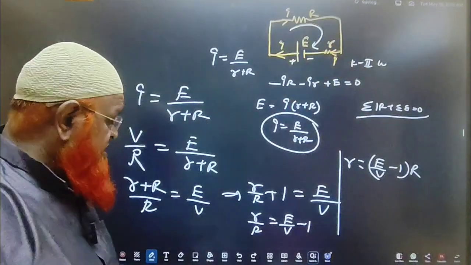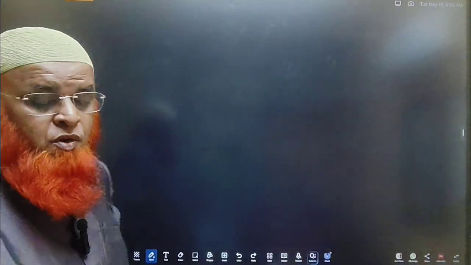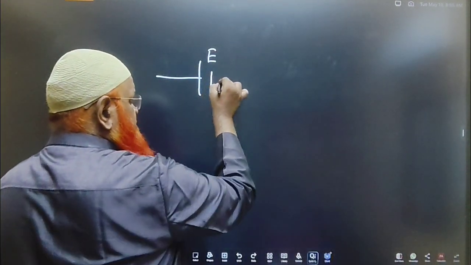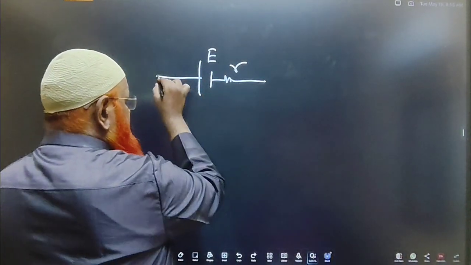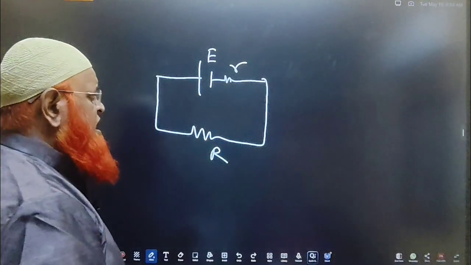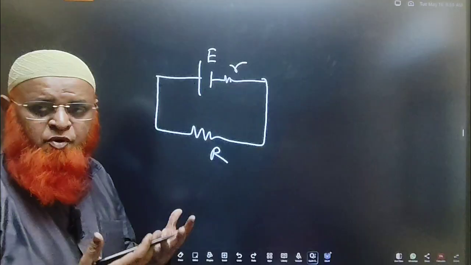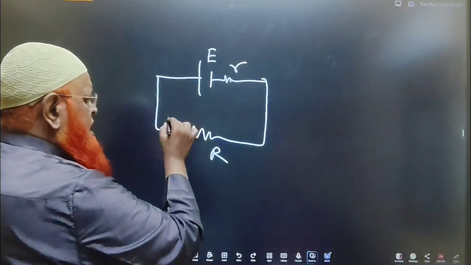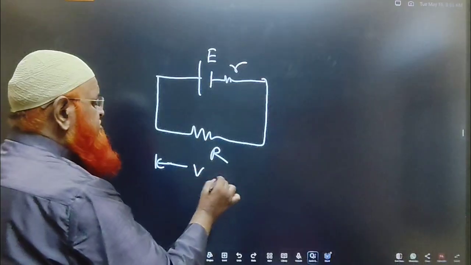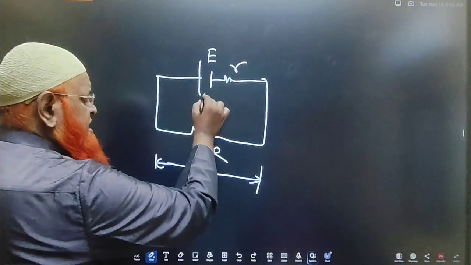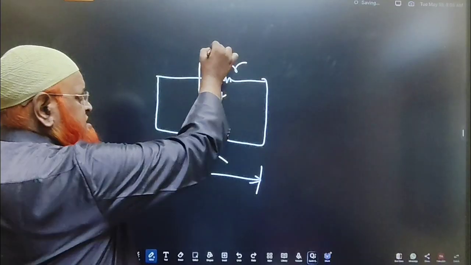Hope you are understanding. But what is the question before you know? So I have taken one battery having EMF E. I have taken a battery which is having internal resistance small r. And I have taken external resistance capital R. Okay. So what is the difference between EMF and potential difference? EMF means inside the battery. Potential difference means outside the battery. Inside the battery it is called EMF, which is taken as E.